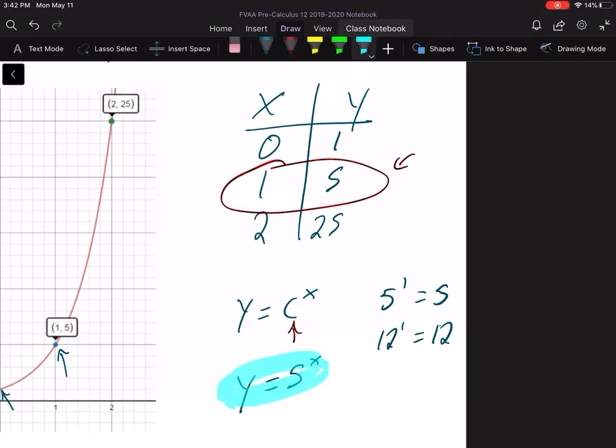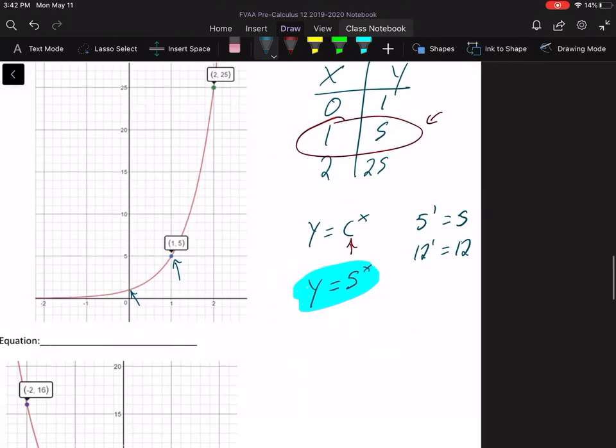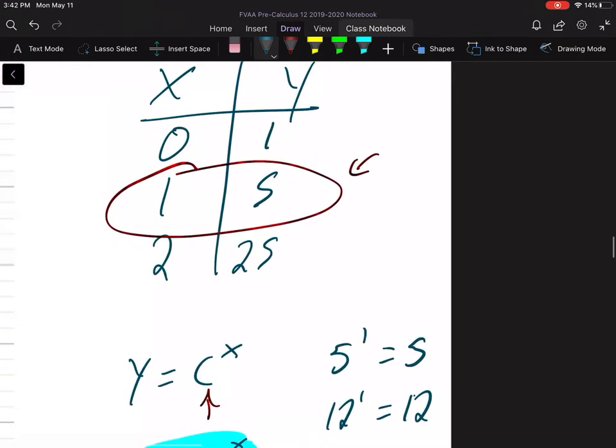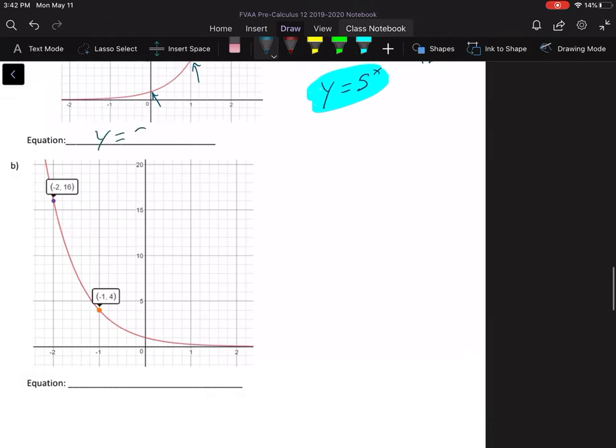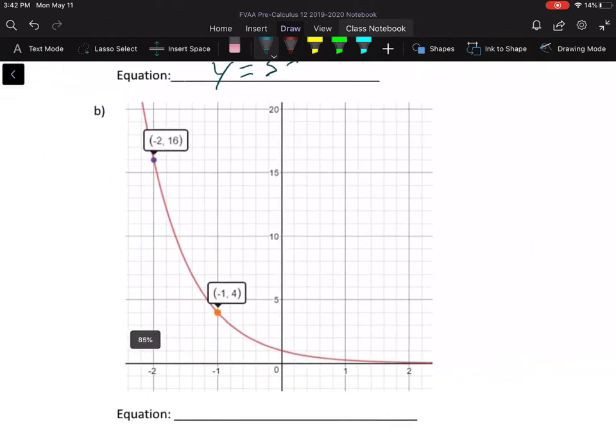So this would be our equation, right? y is equal to 5^x. That one's pretty straightforward. All right, and it works, right? Because if you take now that 5 and make an exponent of 2, I get 25. So, it confirms. So y is equal to 5^x. All right, let's do our second one.